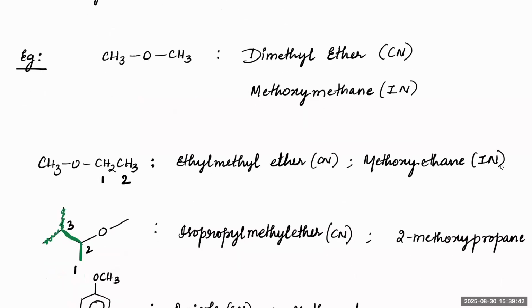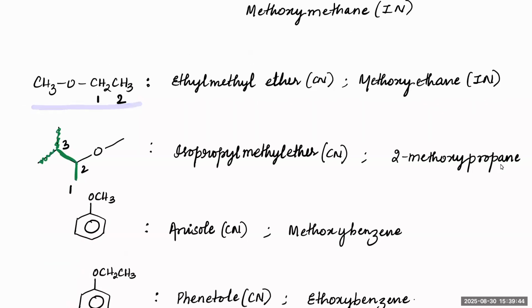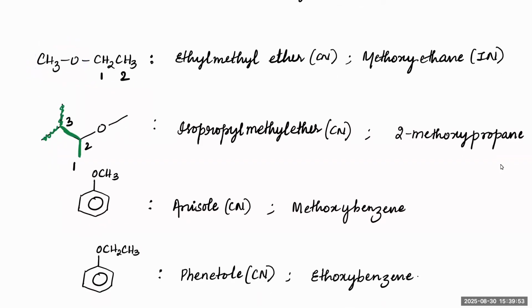This is an unsymmetrical ether. You'll always read methoxy as a substituent group. So that will be methoxyethane. Common name is ethyl methyl ether.